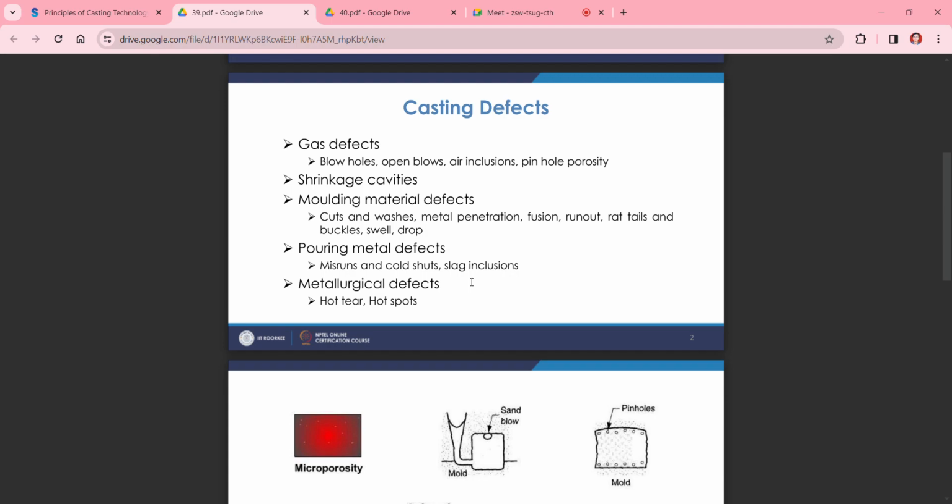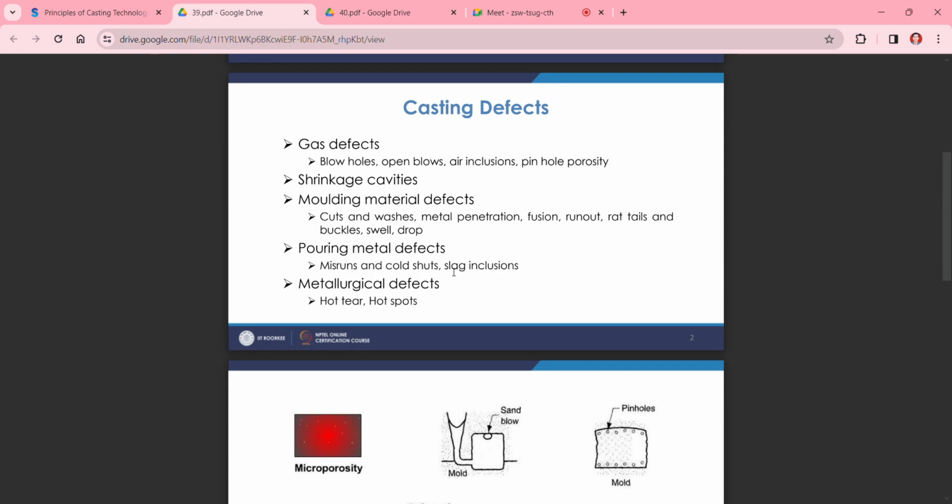Okay, and cold shuts also come due to your fluidity. If molten metal fluidity is not as much as required, and metal is coming from two gates, it is not going to fuse properly. Due to the low fluidity of the metal, it is going to solidify earlier, and it will create your cold shut.